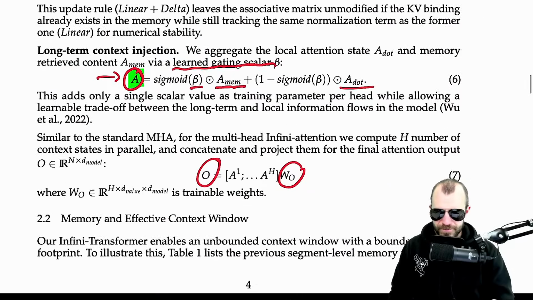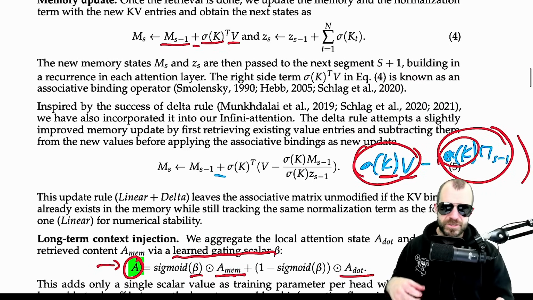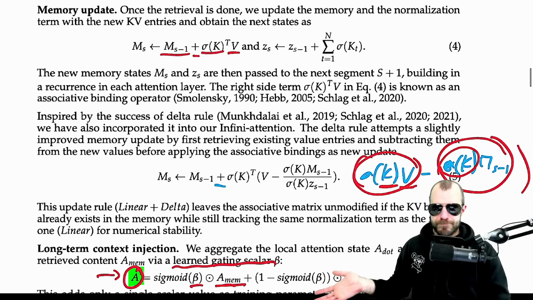All right, so that's essentially it. So now we've figured out how they store stuff by doing an associative memory like this, how they retrieve stuff by using the queries with the associative memory, and how that flows into the attention mechanism.